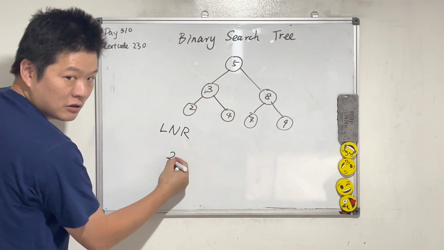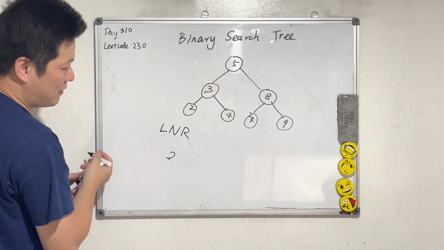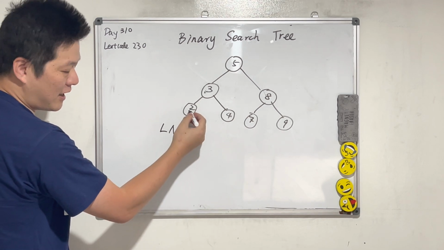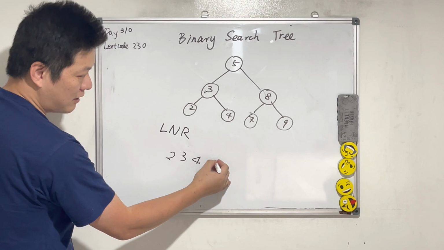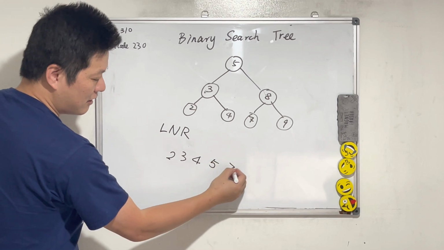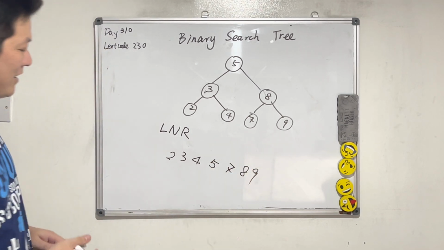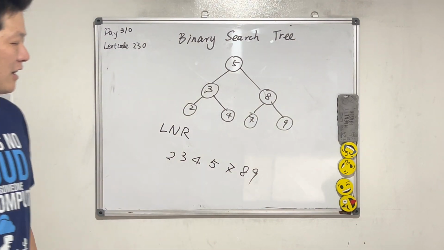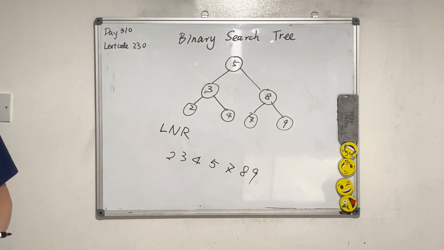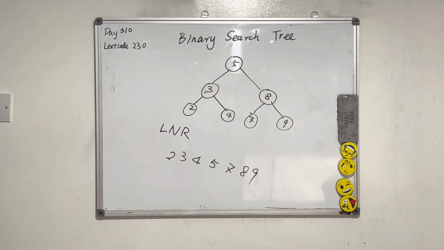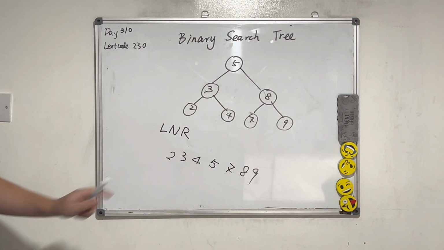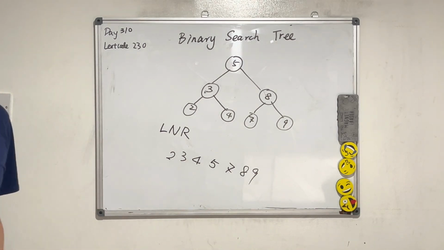So that's 2, and what's next? 2, 3, 4, 5, 7, 8, 9. Okay, so this is in order. What's the third smallest number? 4.